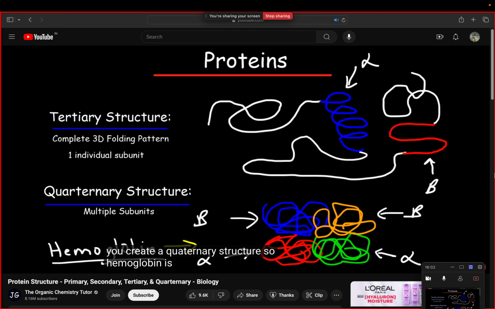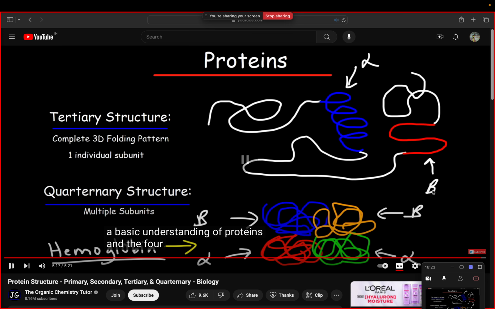So hemoglobin is an example of that. It has 4 individual subunits, 2 alpha subunits and 2 beta subunits. So hemoglobin is a protein with a quaternary structure. And so that's basically it for this video. Hopefully it gave you a basic understanding of proteins and the 4 levels of protein structure.